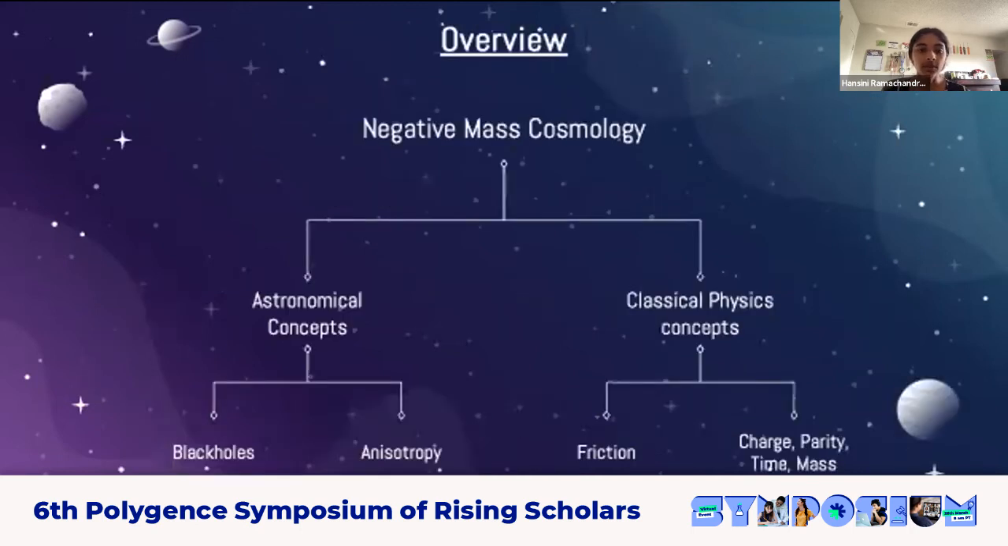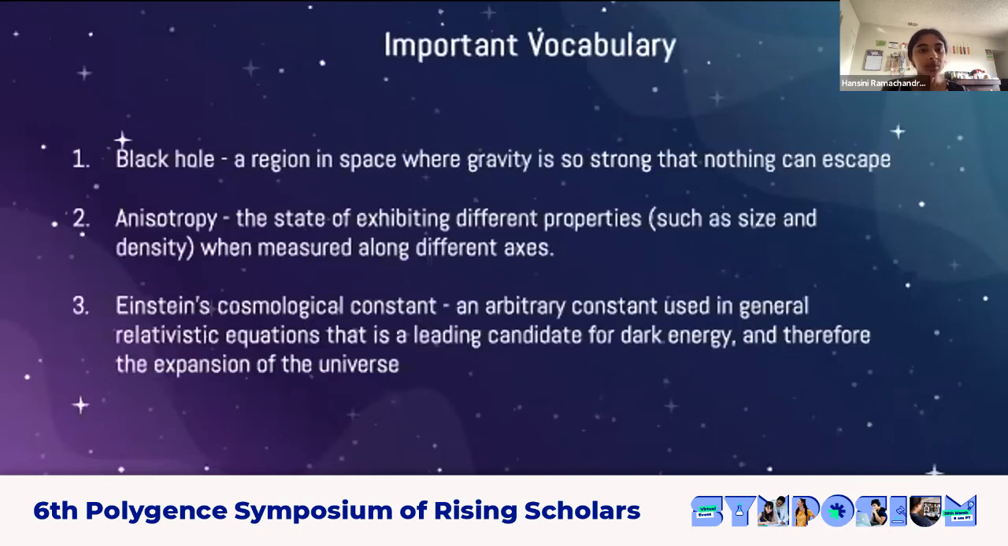So here's a general overview of the different concepts I examined during my research. Under this field of negative mass cosmology, it's been used to explain both astronomical and classical physics concepts. Under the astronomical concepts, I analyzed black holes and anisotropies. And under the classical physics concepts, I analyzed friction in black holes and CPTM symmetry, which is charge, parity, time, and mass.